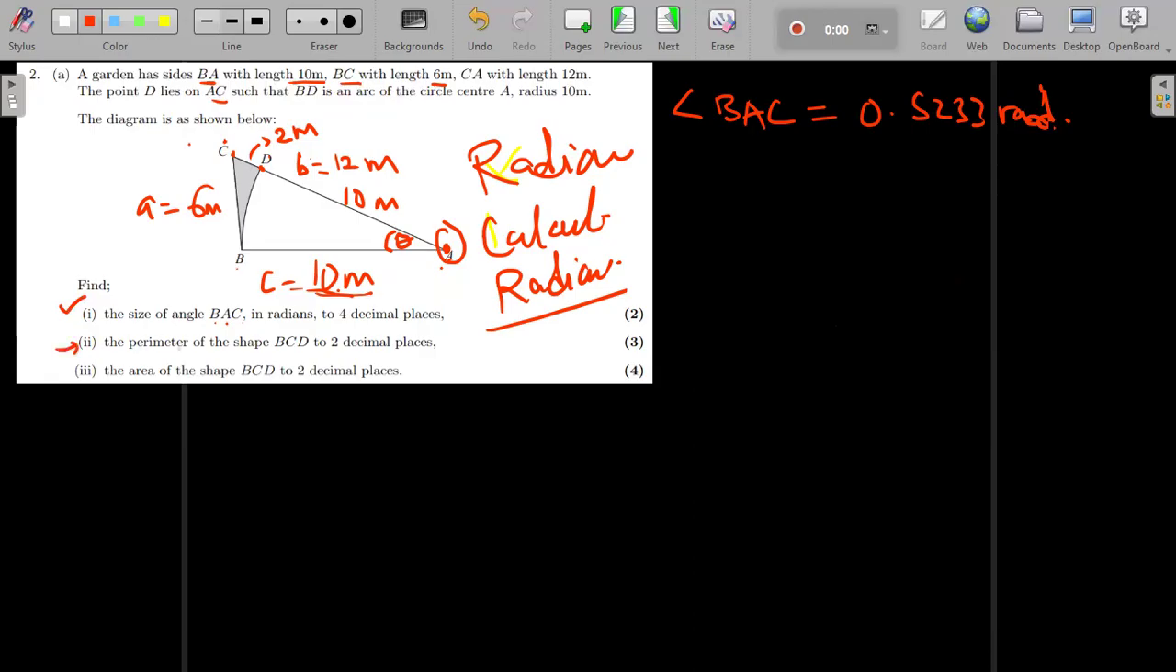So question 2, they're saying find the perimeter of the shape BCD. So BCD, which shape is it? It is starting at B here, and then we go to C, and then we go to D. So we notice that the shape is just this shape here. I'm going to write it here, and then we have an arc like that. So we have B here, C here, and then D. We're asked to find the perimeter of this shape.